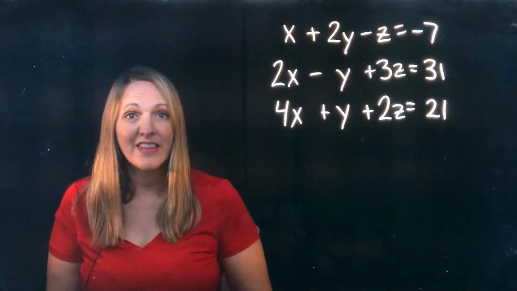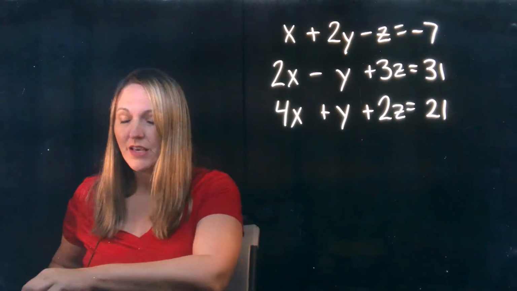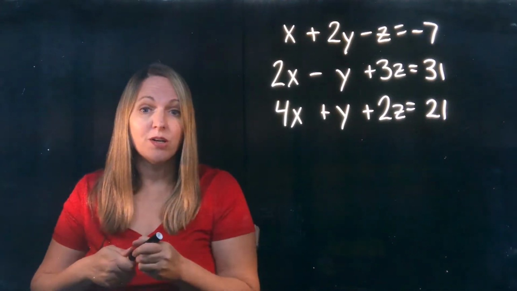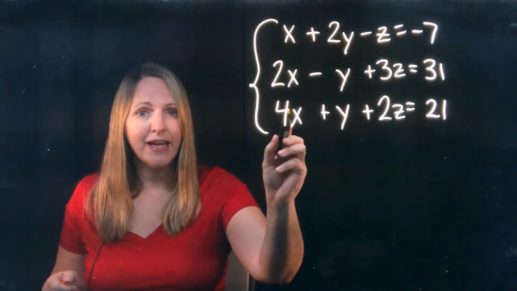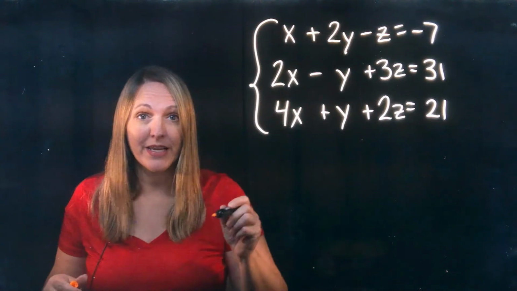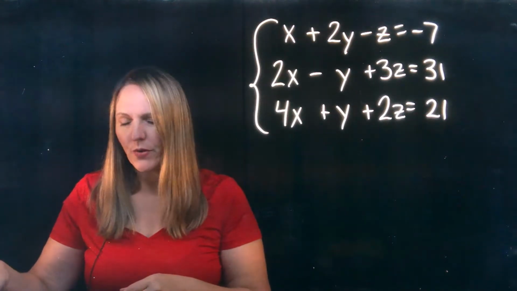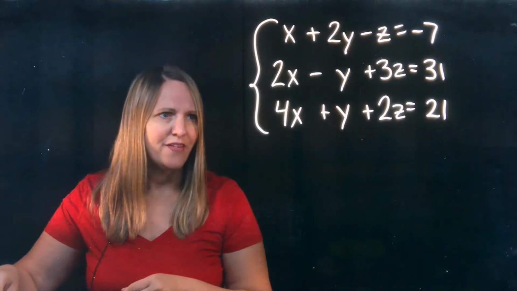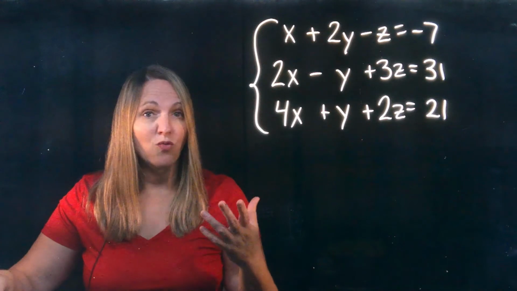Let's solve this system of equations using elimination. When we use elimination, or any method, we're going to try to find what x, y, and z will work in all three of these equations. Using elimination means that we're going to eliminate a variable from the equations and solve one at a time.